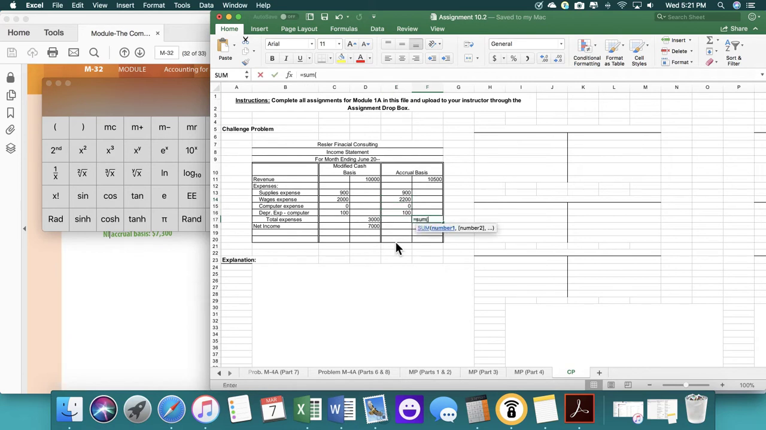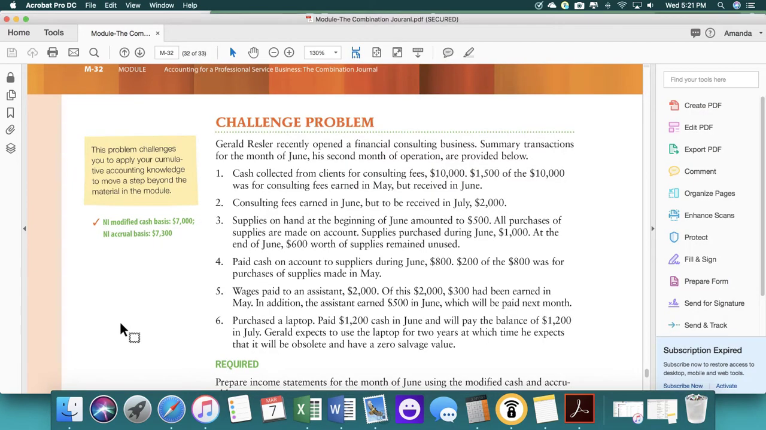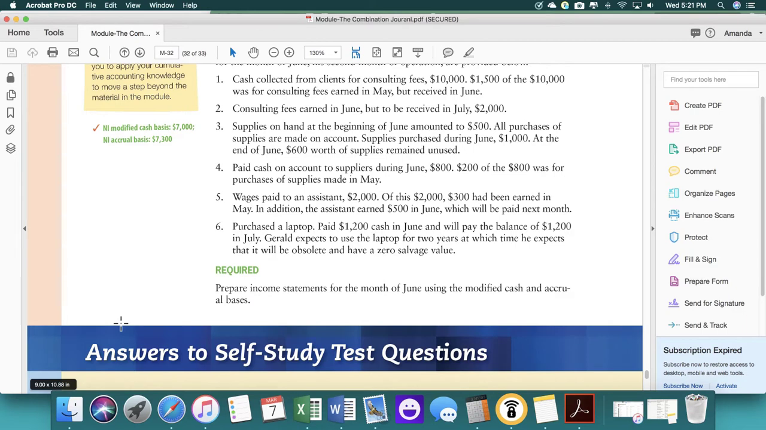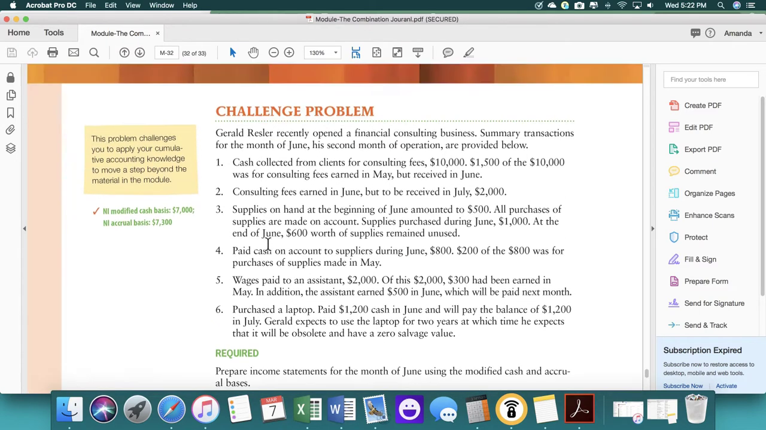And then we're just going to total. If you take 10,500 minus 3,200, that gives you the net income of 7,300. So that is how you prepared the income.